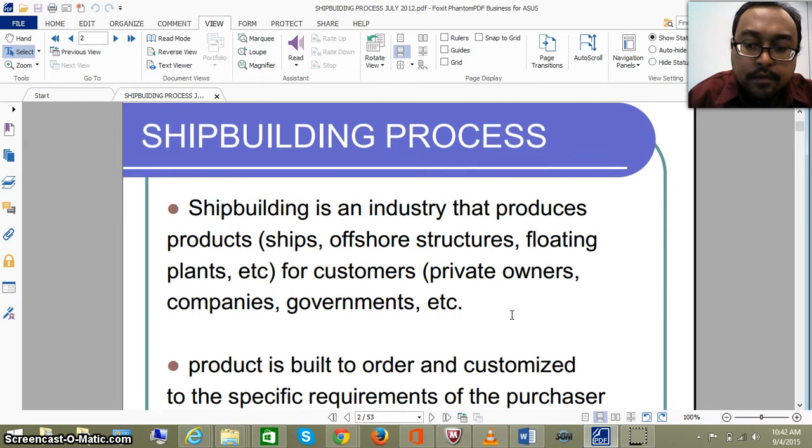First, we look into some definitions. Shipbuilding is an industry that produces products: ships, offshore structures, floating plants, and others. All of that is done for the customers. Customers include private owners, companies, governments, government agencies. In Malaysia, we have APMM, TLDM, and MISE, some examples.